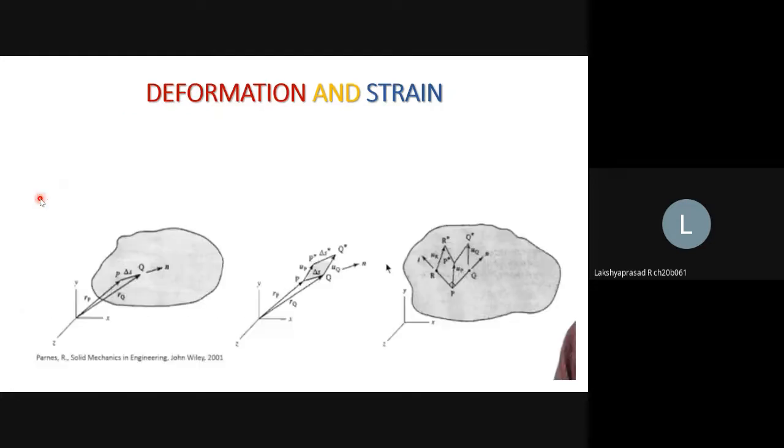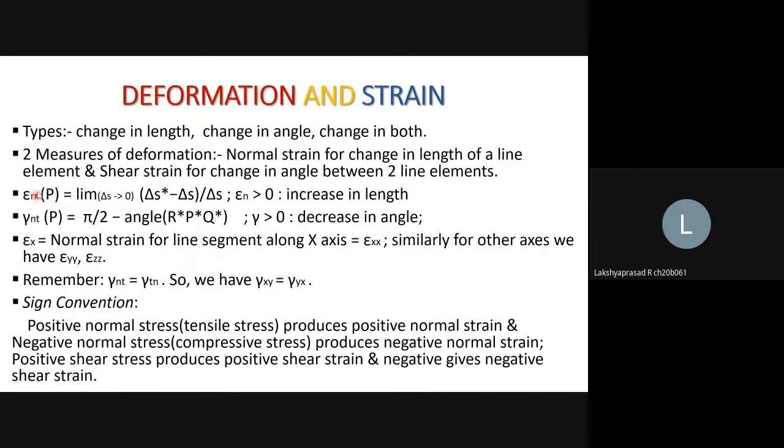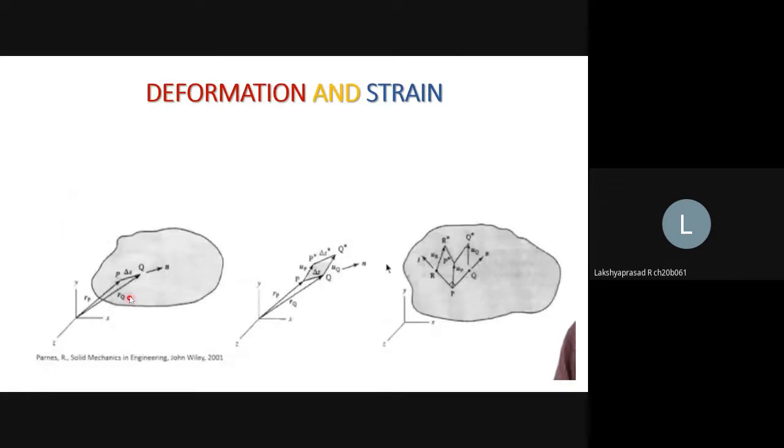So epsilon n represents normal strain, gamma nt represents the shear strain, and what n and nt are we'll see over here. So if this is the point we were considering, and let's take the small line segment PQ with length delta s, then along this is the vector n. And in this case, if you say change in angle, what is nt? We have an angle created over here, PRQ. This is t and this is n.